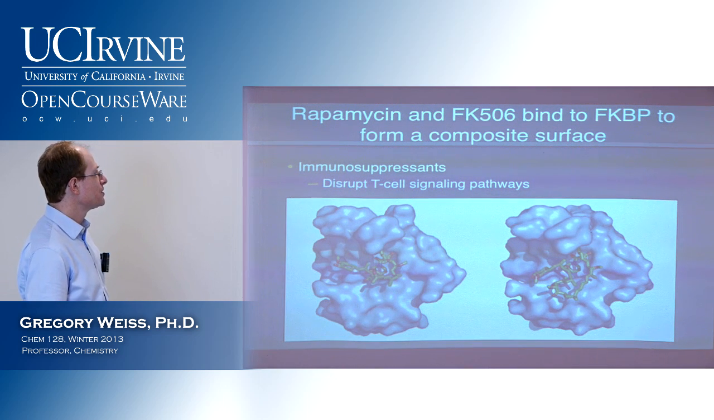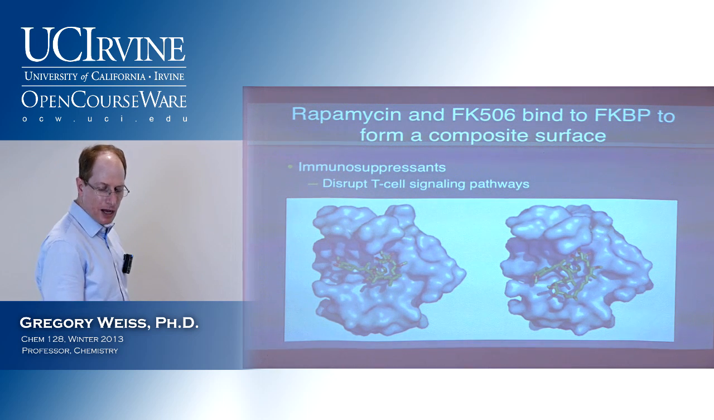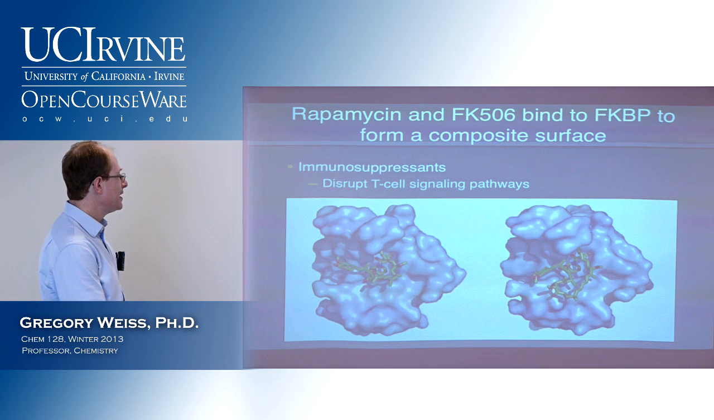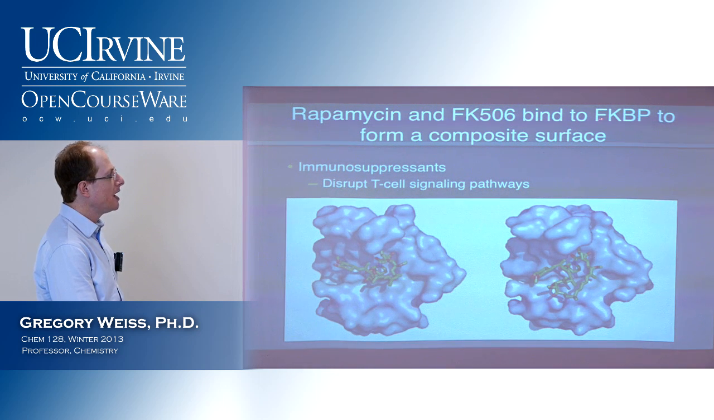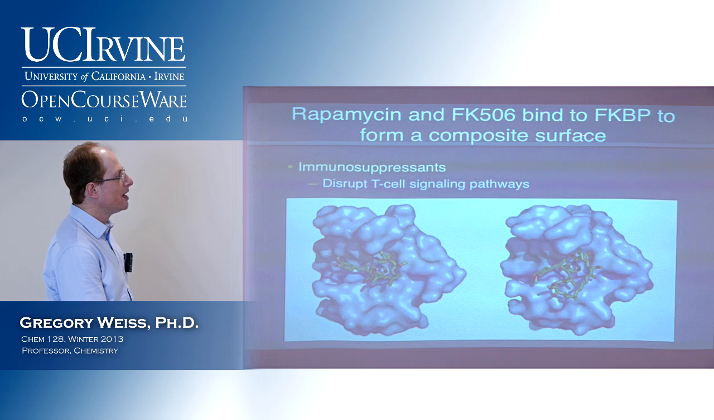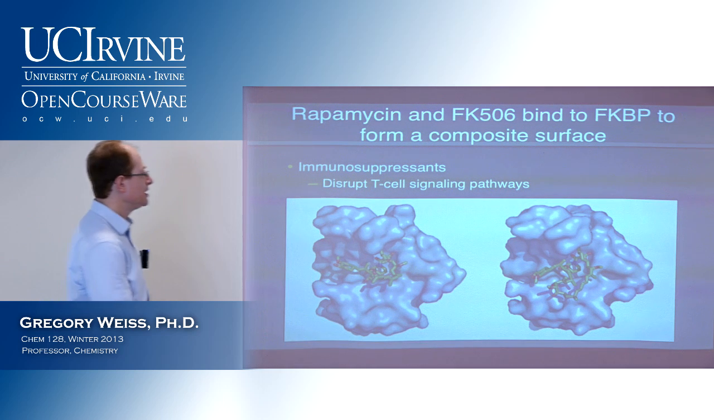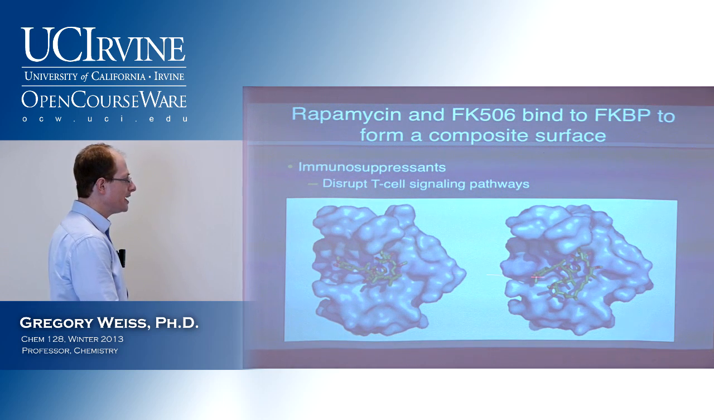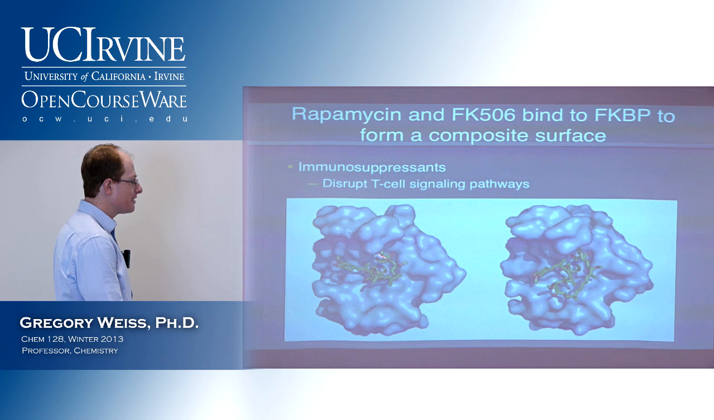Here are two examples of immunosuppressants. On the left is a small molecule called FK506, and on the right is a small molecule called rapamycin. They both work by targeting a binding protein that the Schreiber laboratory named FKBP, for FK506 binding protein. And here it is neatly fit into this receptor, which is FKBP.